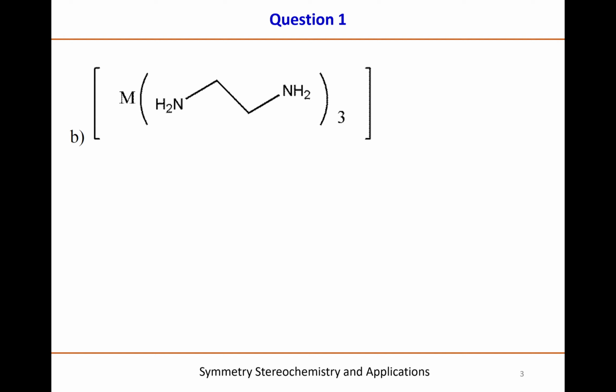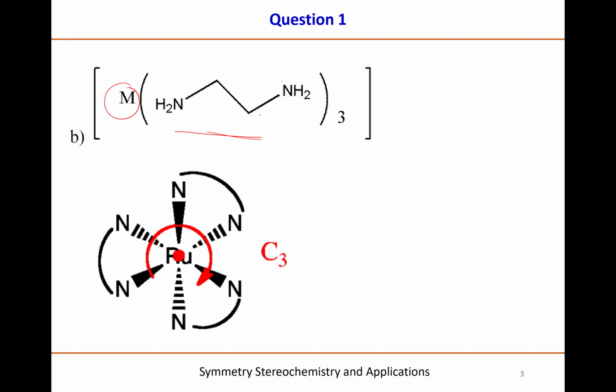Here we have to find out the point group. You can see that here we have a metal and this is a ligand. This ligand is a bidentate ligand. Three ligands are there, right? So the structure will look like this. The metal is in between, and this diethylenediamine will coordinate through the nitrogen atom to the metal, right? So this is an octahedral complex. Why octahedral complex? Six coordinating sites are available. Six coordination. Okay. That's why it is an octahedral complex.